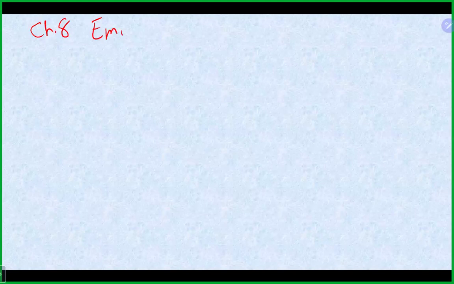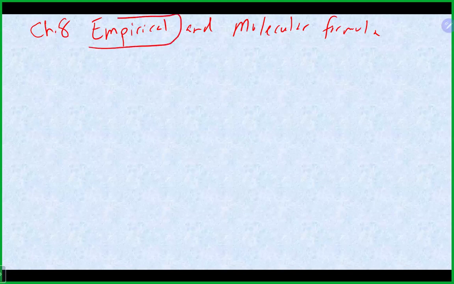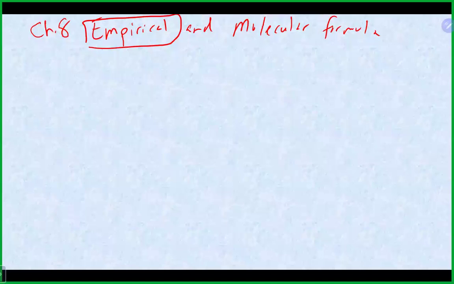Here. We've been talking chapter 8, and we've talked about really two types of formulas, our empirical formula and our molecular formula. And yesterday, we went through the steps of calculating an empirical formula. And this is a situation where you would not necessarily have the molecular formula given to you, and you want to calculate the empirical formula.